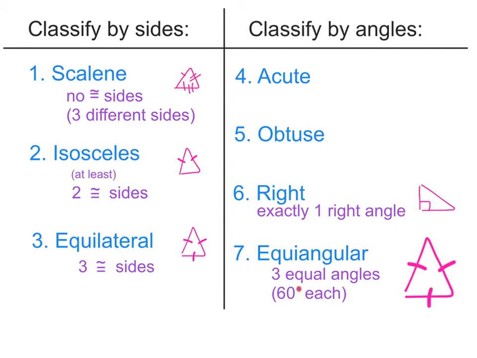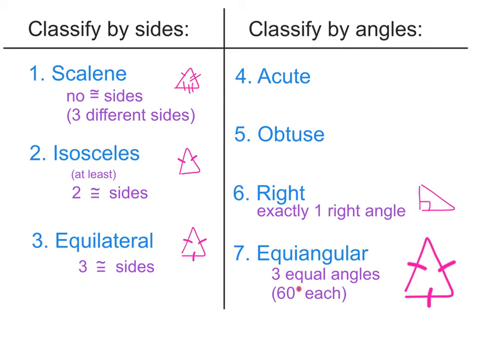Let's move on to the equiangular triangle. Yes, that's a funny word, equiangular. The equi part means equal, angular means angles, so we have three equal angles. Later we will find out that each angle is 60 degrees. That's coming up at some point.